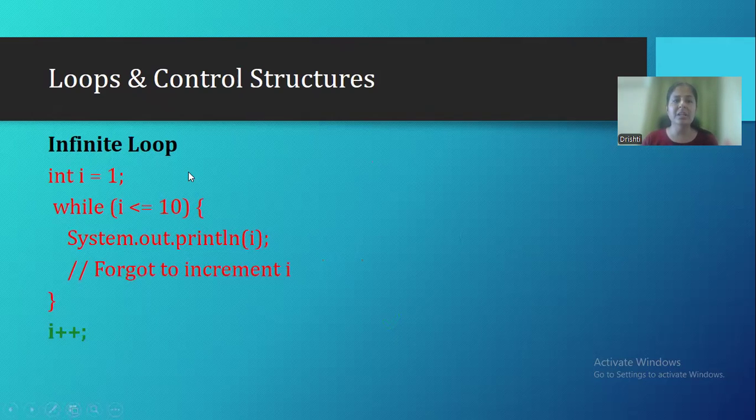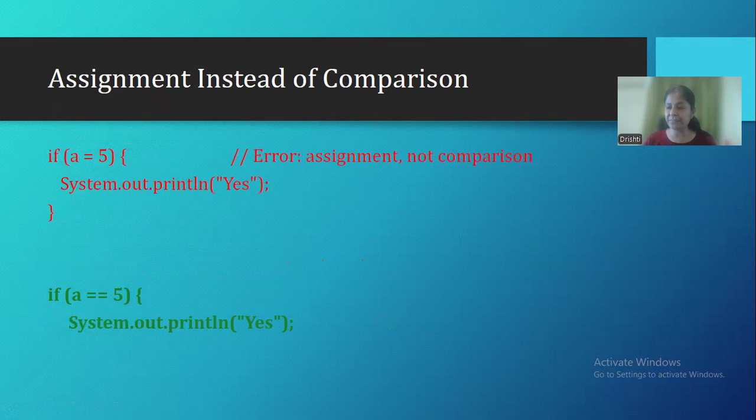No doubt the condition is checked, i is less than or equal to 10. But have I incremented i? The answer is no. It should give 2, 3, 4, 5, and so on. So I forgot it. Any other small mistake which you people can make, never do that. Yes. Moving on to the further students.